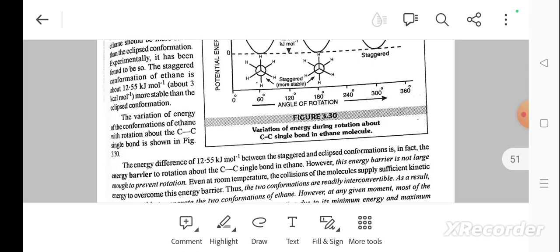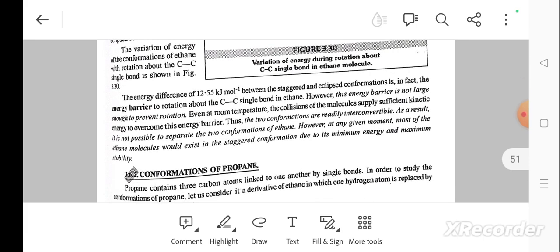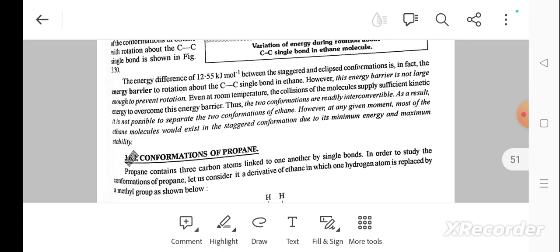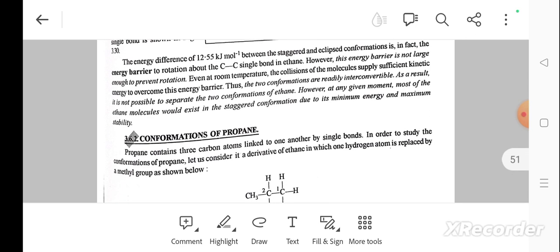The variation of the energy of the configurations of ethane with the rotation about the carbon-carbon single bond is shown in figure 3.30. The energy difference of 12.55 kilojoules per mole between the staggered and eclipsed is in fact the energy barrier to rotation about the single bond in ethane. However, the energy barrier is not large enough to prevent the rotation. Even at room temperature, the collisions of the molecules supply sufficient kinetic energy to overcome this energy barrier.